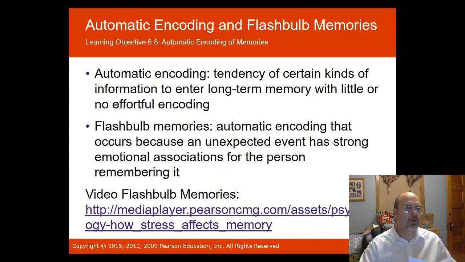Okay, next is automatic encoding and flashbulb memories. Automatic encoding is a tendency of certain kinds of information to enter long-term memory with no or little effort. I guess an example of this is if you notice patterns or frequency of events without even paying attention, you could say, yeah, I noticed traffic was pretty intense, but it was kind of on the side, your brain was noticing those things. A flashbulb memory is when encoding occurs automatically because of an unexpected event that has strong emotional association. For instance, I will always remember when we heard the news about 9/11. I remember where I was, who I was talking to, the feelings I felt, pretty much the events of that day.